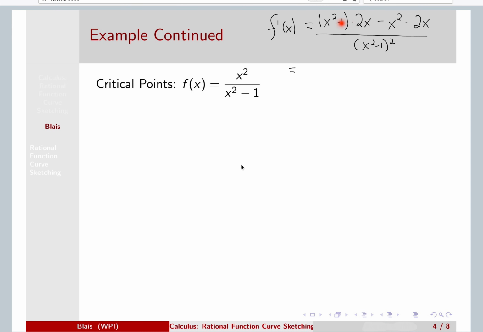Multiply out the first term in the numerator, and we get 2x cubed minus 2x minus 2x cubed over quantity x squared minus 1 squared, and we see that the 2x cubed terms cancel. And we're left with just minus 2x over the quantity x squared minus 1 squared.